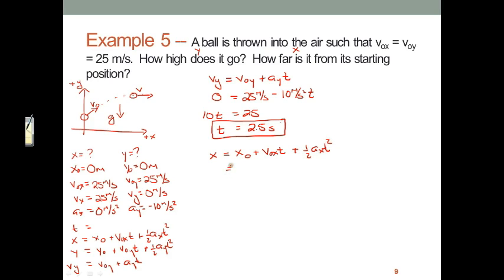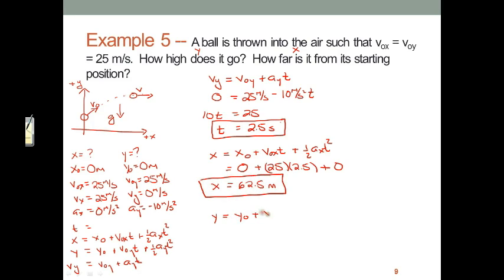Okay, so initial position is 0 because I assumed it to be. V0x is 25, and I need to multiply that by 2.5. A sub x is 0. If you put that into your calculator, 25 times 2.5 is 62.5 meters.